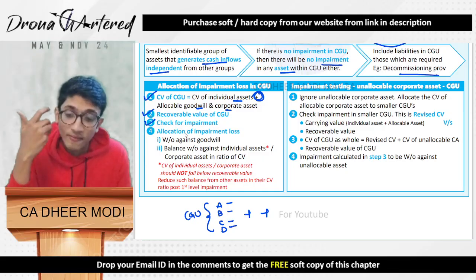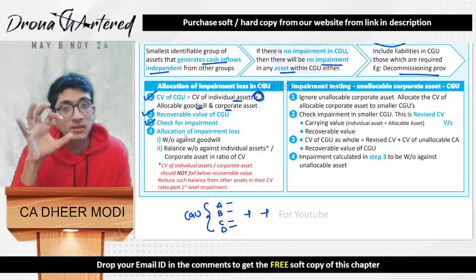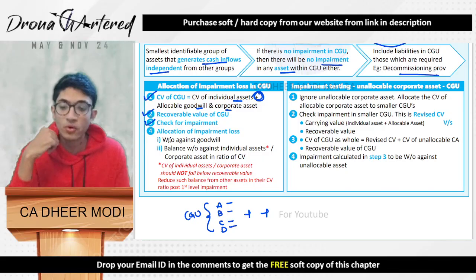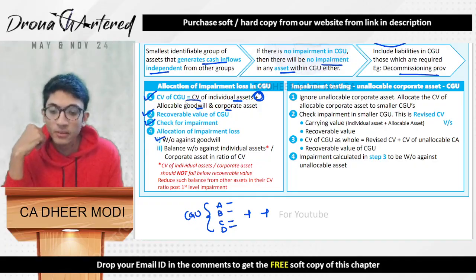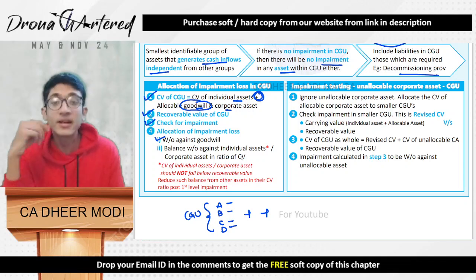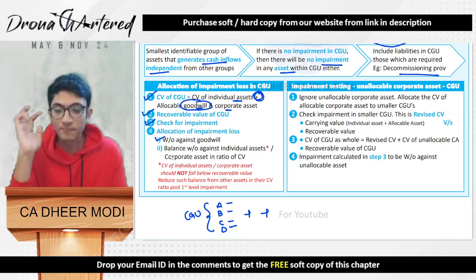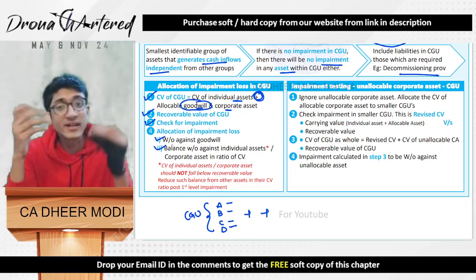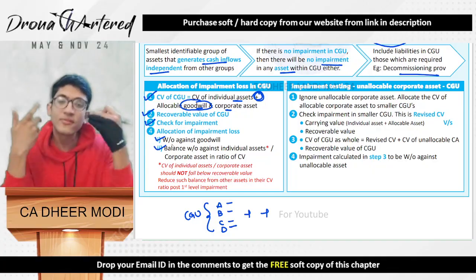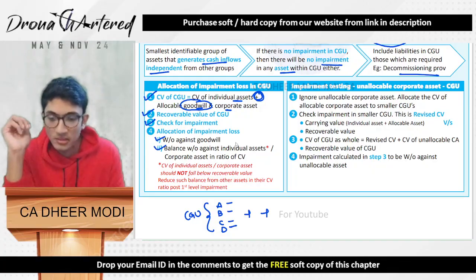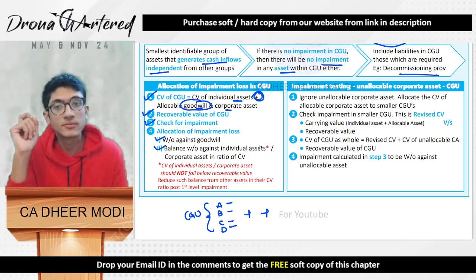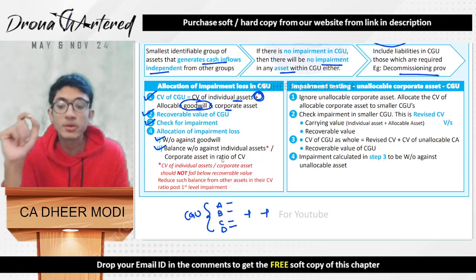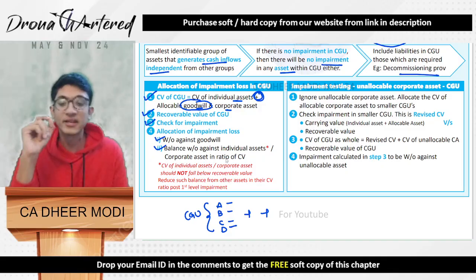Now, how will this be impaired? That means, where will I write this off from? First, it will be written off against goodwill. Whichever allocable goodwill there is, it will first be written off from this, because goodwill is basically an intangible asset that gives you no return. So first we eliminate goodwill. The balance will be written off against individual assets or your corporate assets in the ratio of carrying value.